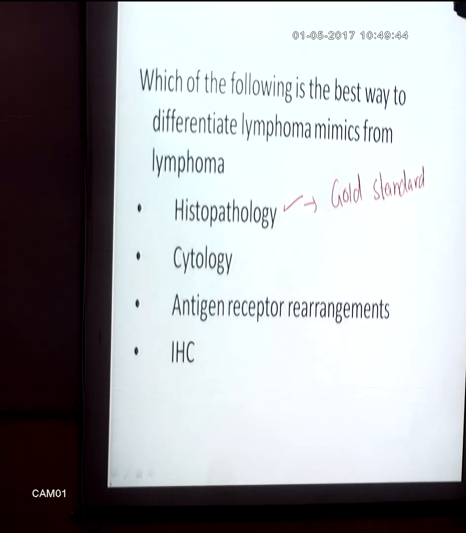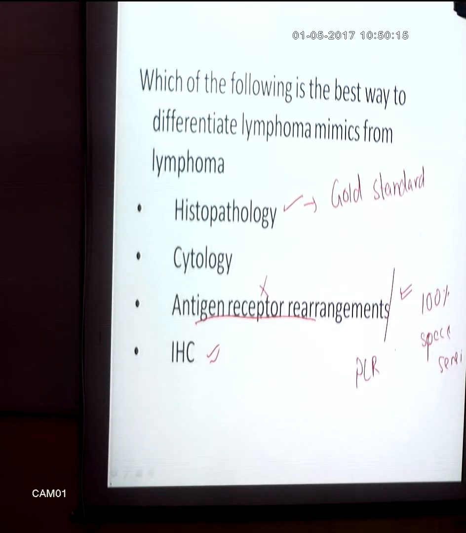But the answer is antigen receptor rearrangement. This is the best method, because with histopathology I'll have a confusion. Using IHC also sometimes I'll have a confusion, but with this method there will be 100% specificity and sensitivity. It's going to be 100%. If this is not there in the option, definitely you should go for histopathology. If this is there in the option, or if PCR is there in the option, go for this. I'll tell what this is.